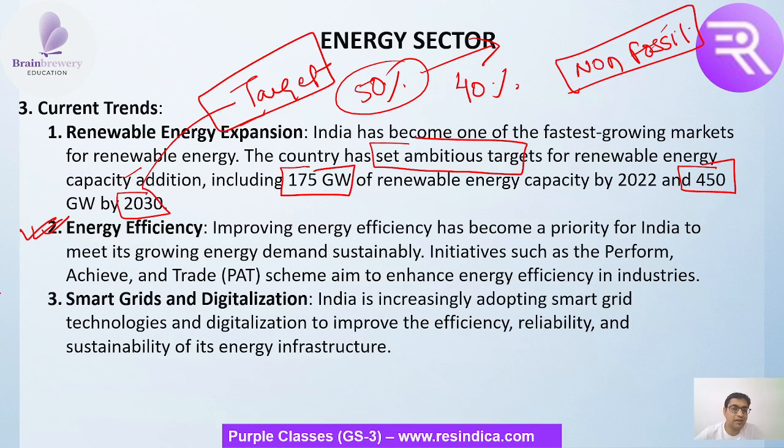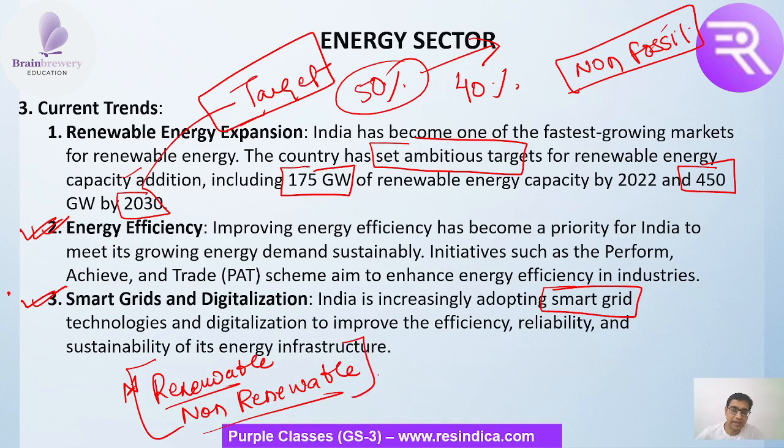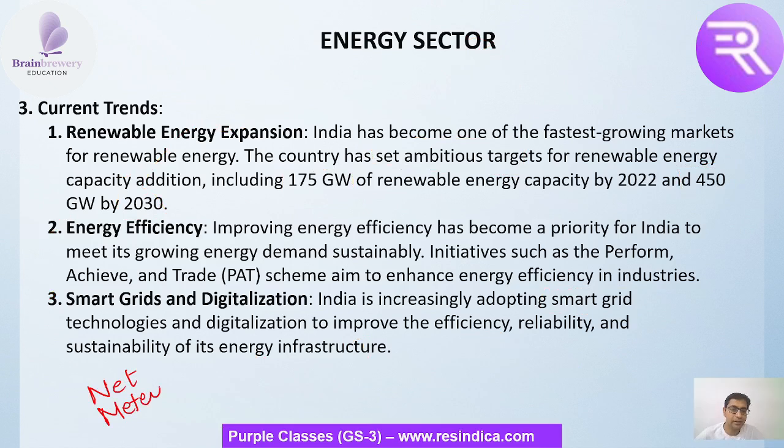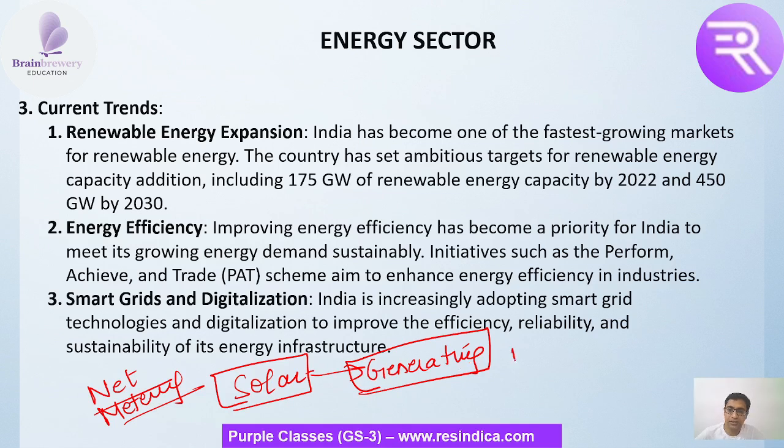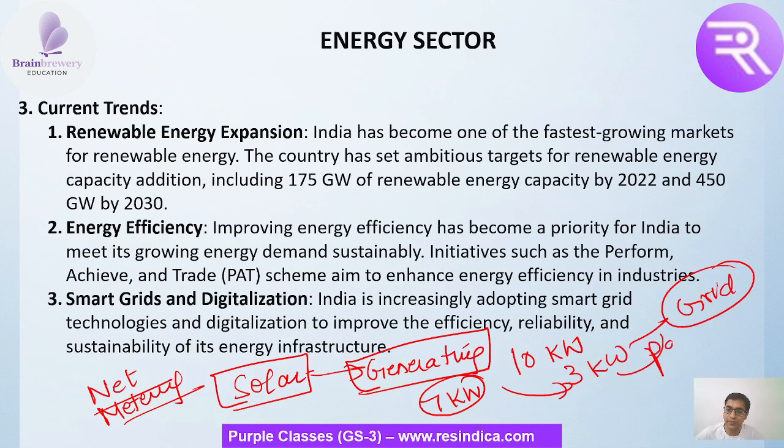Then we are focusing on smart grid and digitalization. That is what we are focusing on, how we can become more and more smart grid, because you know right now the renewable and non-renewable energy all are getting generated and fed onto the grid. So we need a smart grid, and right now we are doing net metering. That means you can put solar panels at your home, and you will be generating electricity. If you are generating 10 kilowatts and your need is only 7 kilowatts, 3 kilowatts will be going into the grid, and you will be paid for that.